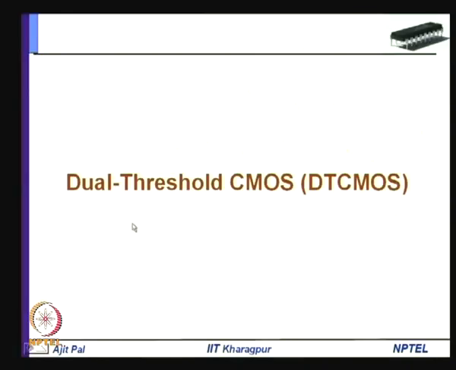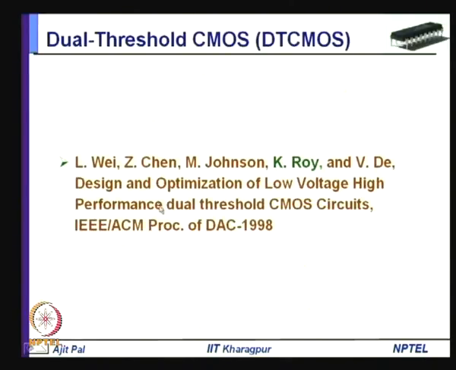Okay. Now, we shall switch to another technique, which is known as dual threshold CMOS, DT CMOS. The DT CMOS can be used to reduce leakage power in runtime condition, and this approach was first proposed in a paper published in a conference, Design Automation Conference, back in 1998, by Kaushik Roy and his group.